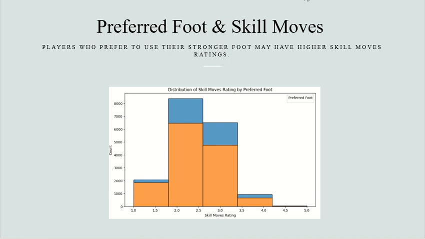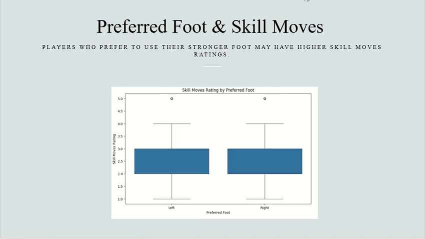The structure is that bars for every rating of skill moves are side by side, with orange bars for right-footed players adjacent to blue bars for left-footed players. These groups can be easily compared all the way through the levels of skill move ratings.